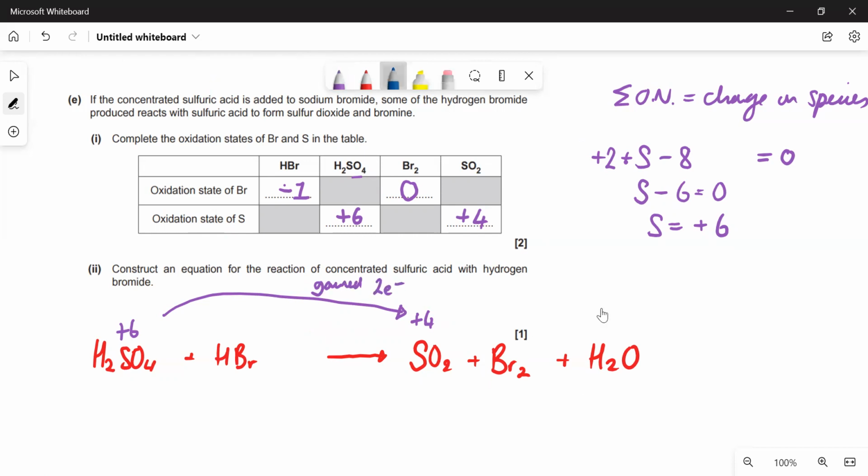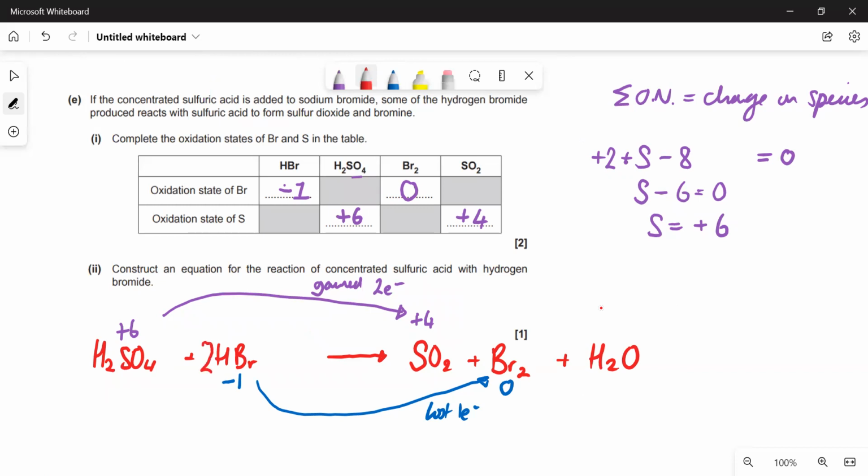And then we look at the bromine. Do that in blue. Each bromine has gone from -1 to 0, so that's lost 1 electron. That means to make that balance, we're obviously going to have 2 HBr.